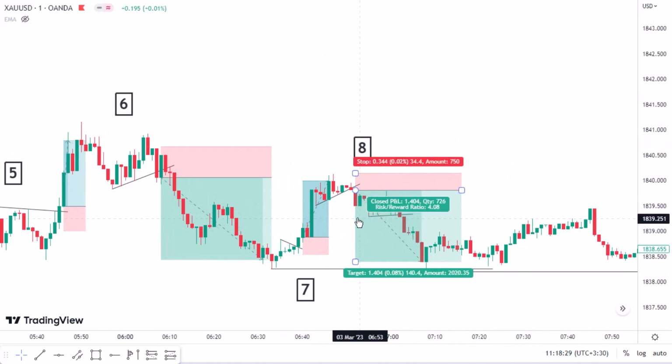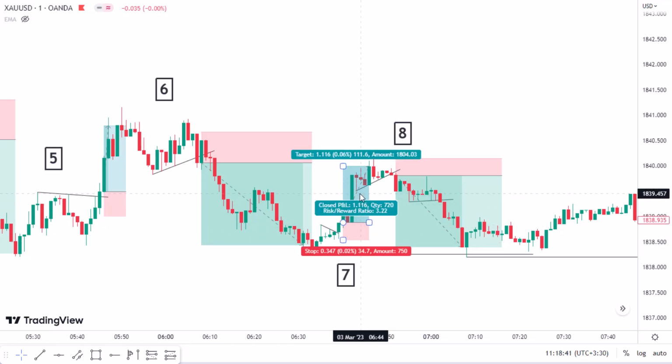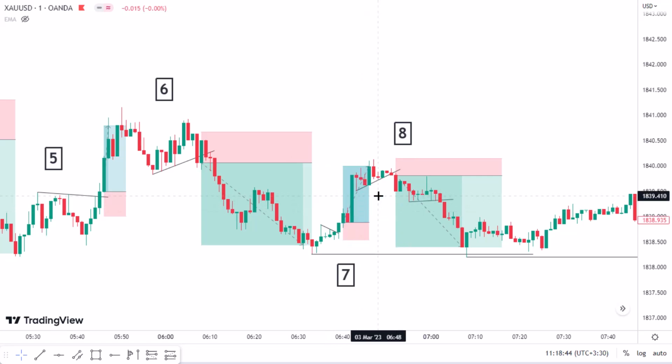On the trade 7, we have a trend line with actually 3 touches. On the 4th time it breaks it with this green candle, we enter the buy position, put our stop loss below that, and it gives us a reward of 3.2.